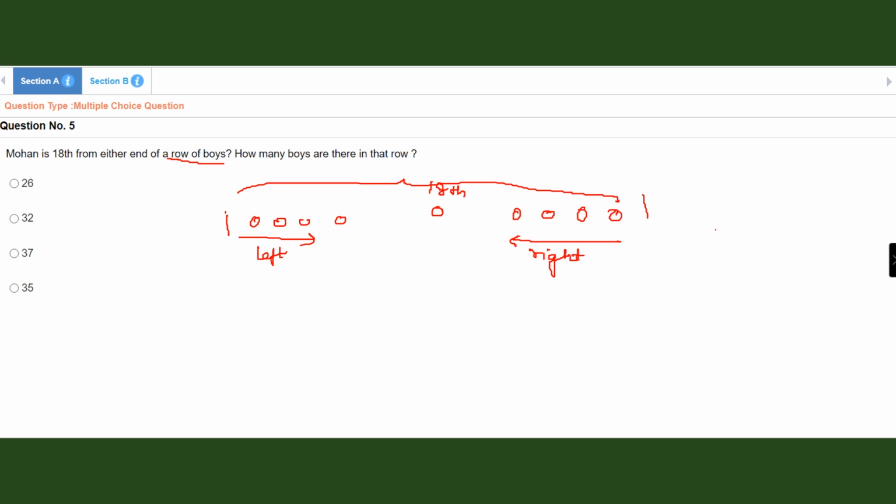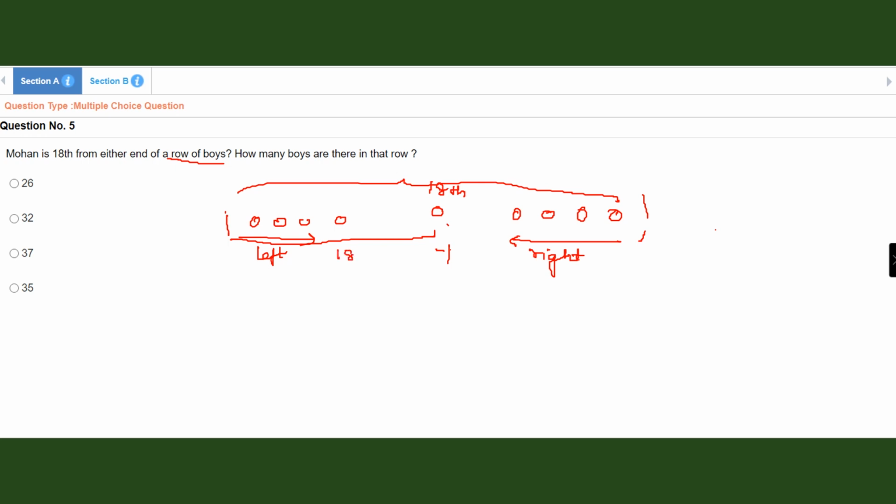If we see from the left, there are 18 people up to him, and if we see from the right, then also he will come at 18, but it will overlap over here, so we will just subtract 1 and we will get the total number of boys.